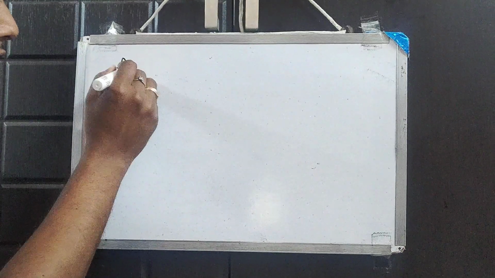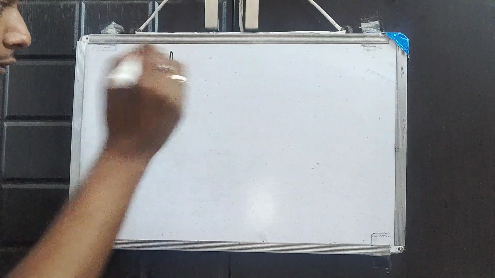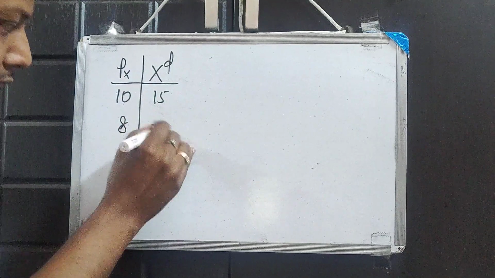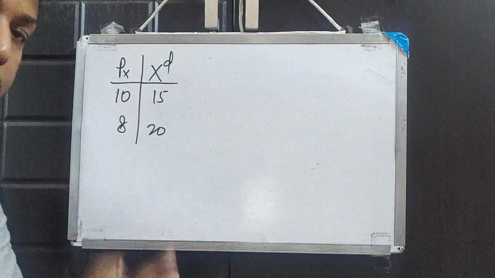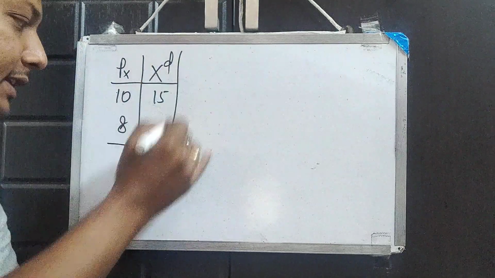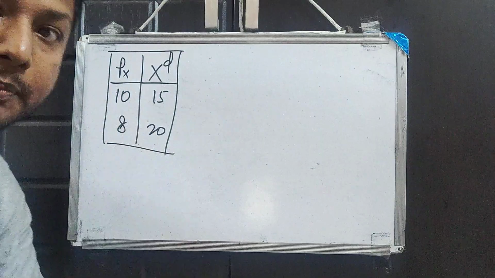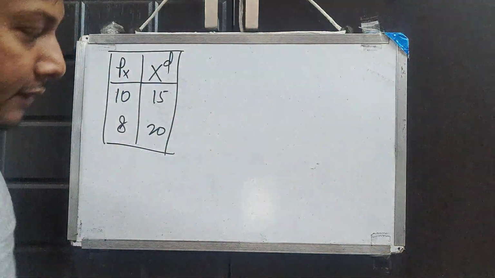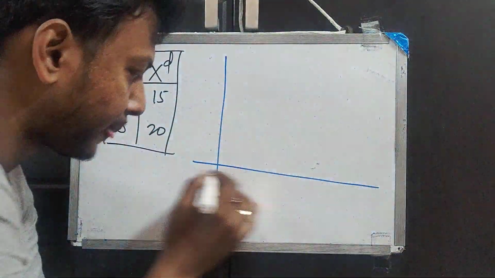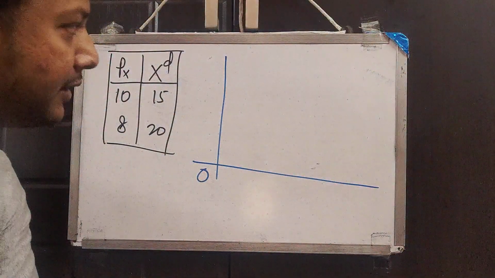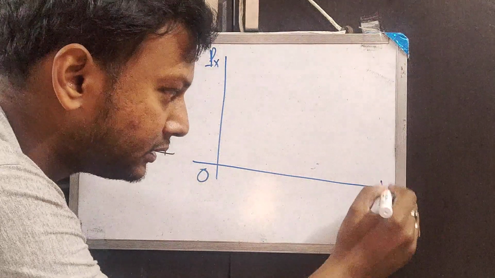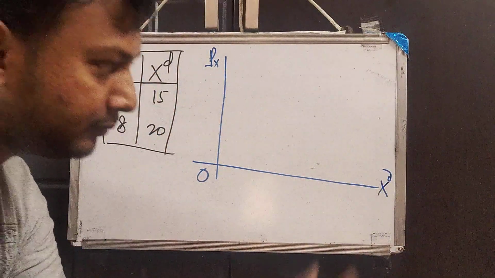So, suppose this is the price and this is the demand. This is 10, 8, 15, 20. See, when price goes down, demand goes up. So it states that price and demand are inversely related. Now, how will we plot this in a graph? Along the vertical axis, we will measure price of the commodity, and along the horizontal axis, we are going to measure the demand for the commodity.